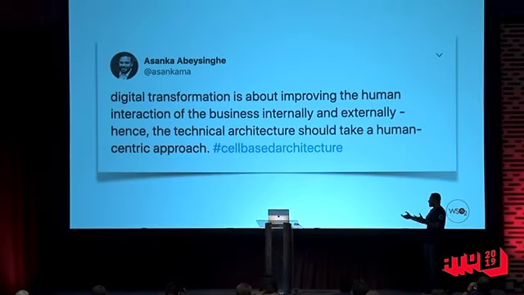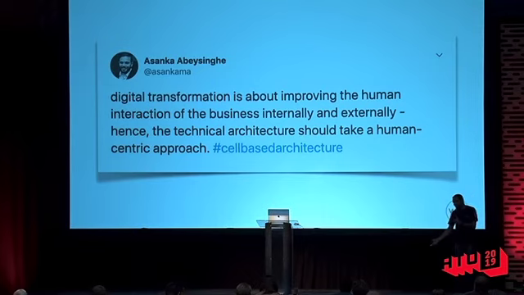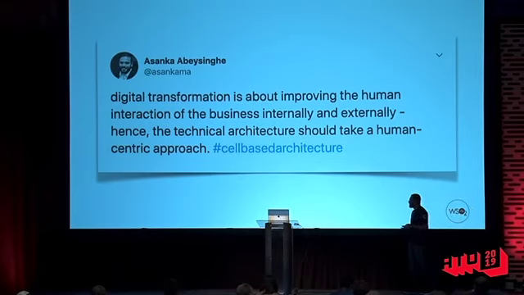Then, usually people end their talk with an external quote, so I picked one of the tweets that I did some time back. Anyway, at the end of the day, what we are doing is a digital transformation of the organization. I believe digital transformation is basically internally and externally improving the user experience. To do that, you need a very human-centric approach. As I explained earlier, cell-based architecture is a very human-centric architecture. We are addressing a lot of technical problems, infrastructure-level problems, architecture-level problems, but more than anything, the human problems that we have in teams and how an agile team can be productive.